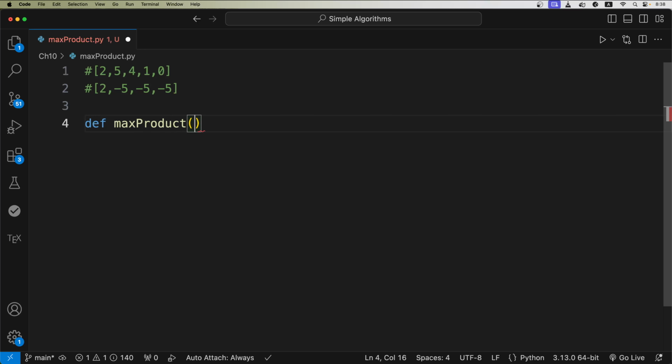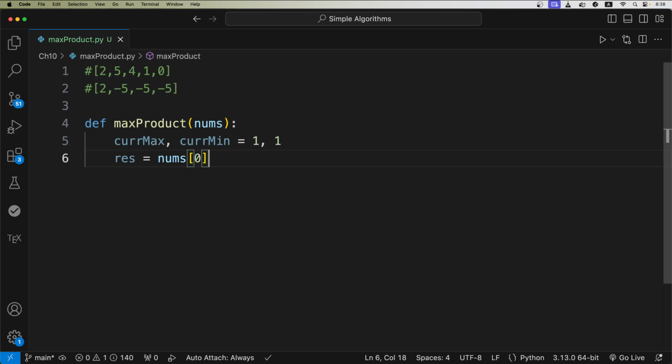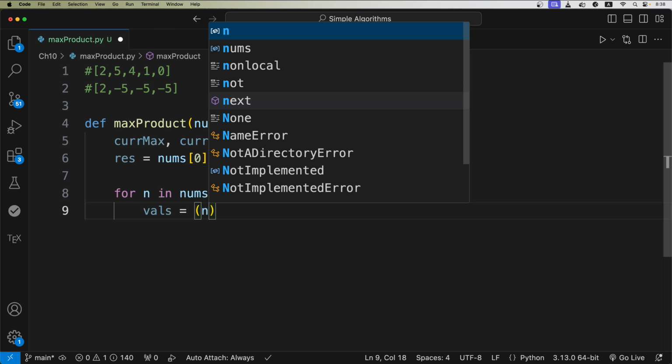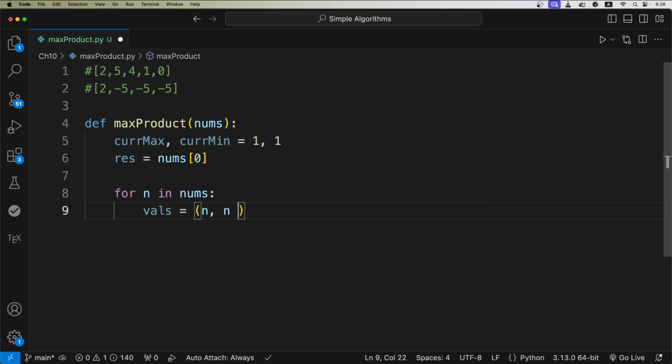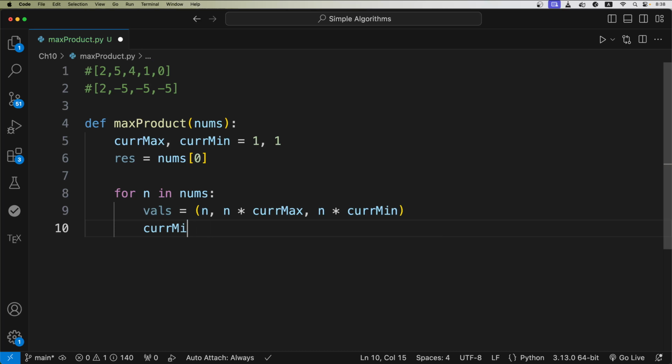It looks very similar to our sum code with some small differences. We're going to keep track of the current max and the current min, which I'll initialize both to 1. Then I'll take my result, which will start at nums at 0. And I'm going to say for n in nums, and iterate through that whole set there. The values that we could possibly choose would be n, which would be just to take the number without doing any sort of multiplication. I could take n and multiply it by the current max, or I could take n and multiply it by the current min.